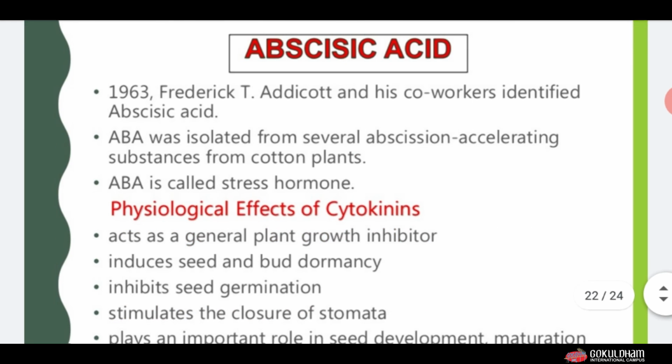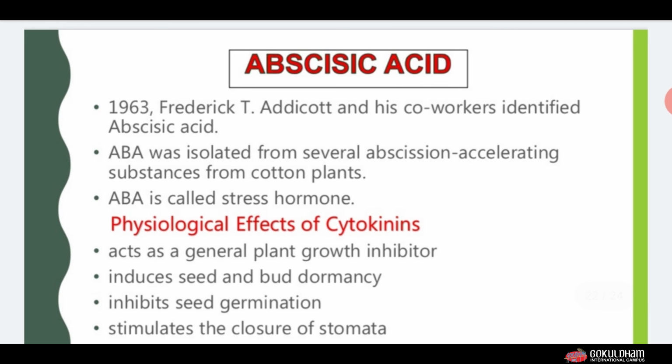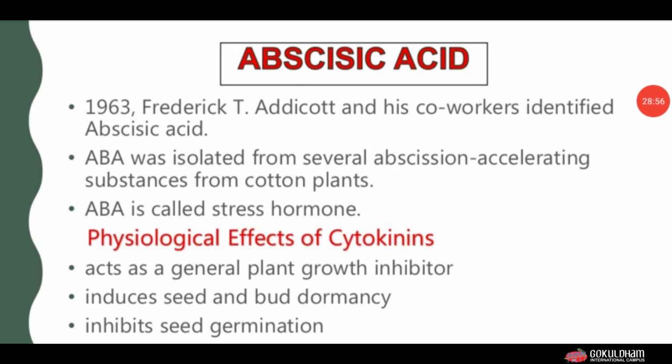Now let us see the next phytohormone, abscisic acid. Abscisic acid is one of the growth inhibitors, and this abscisic acid, also known as ABA, was identified in 1963 by Friedrich T. Addicott and his co-workers. Abscisic acid was isolated as an abscission accelerating substance from the cotton plant.